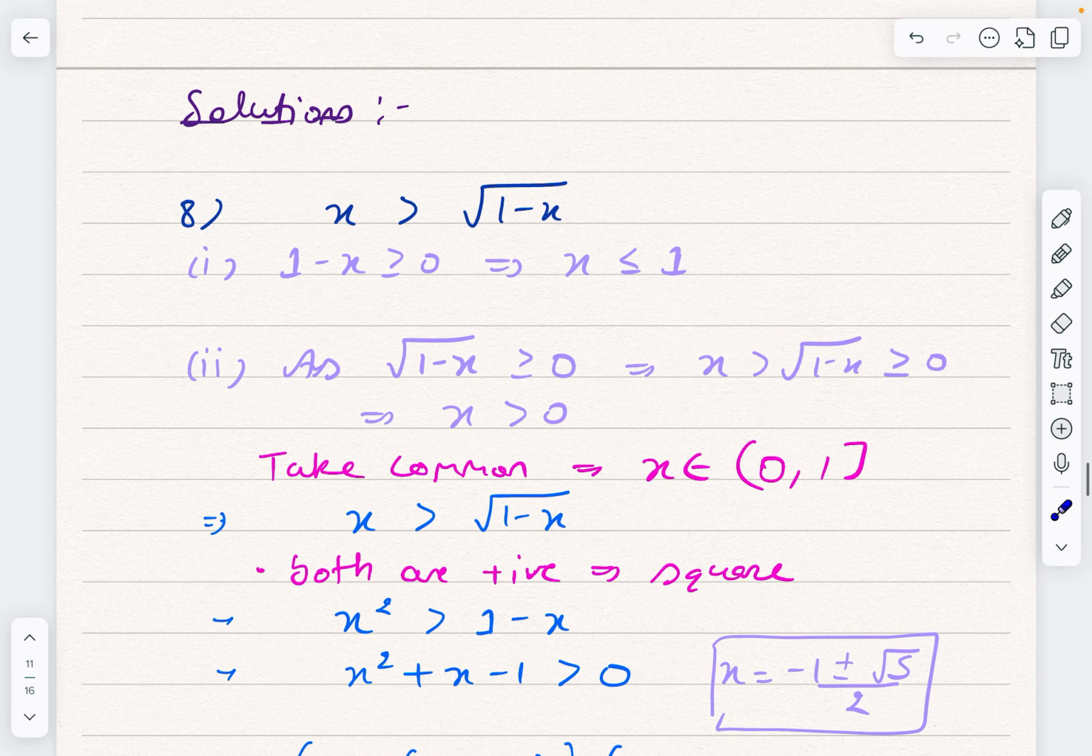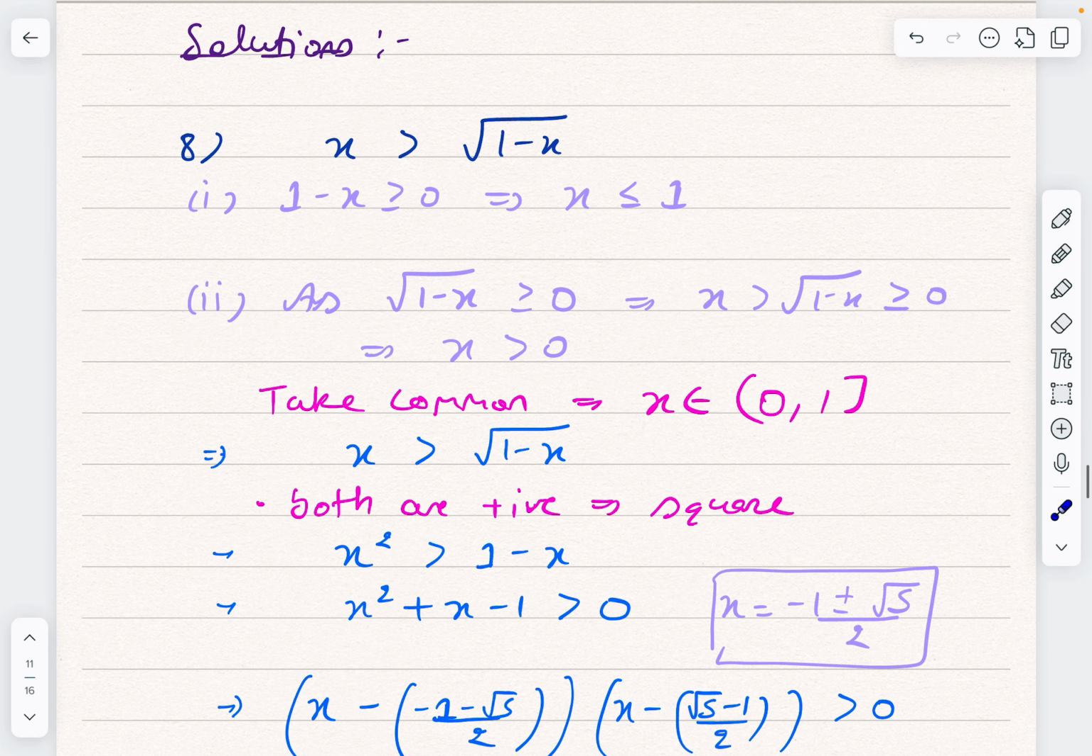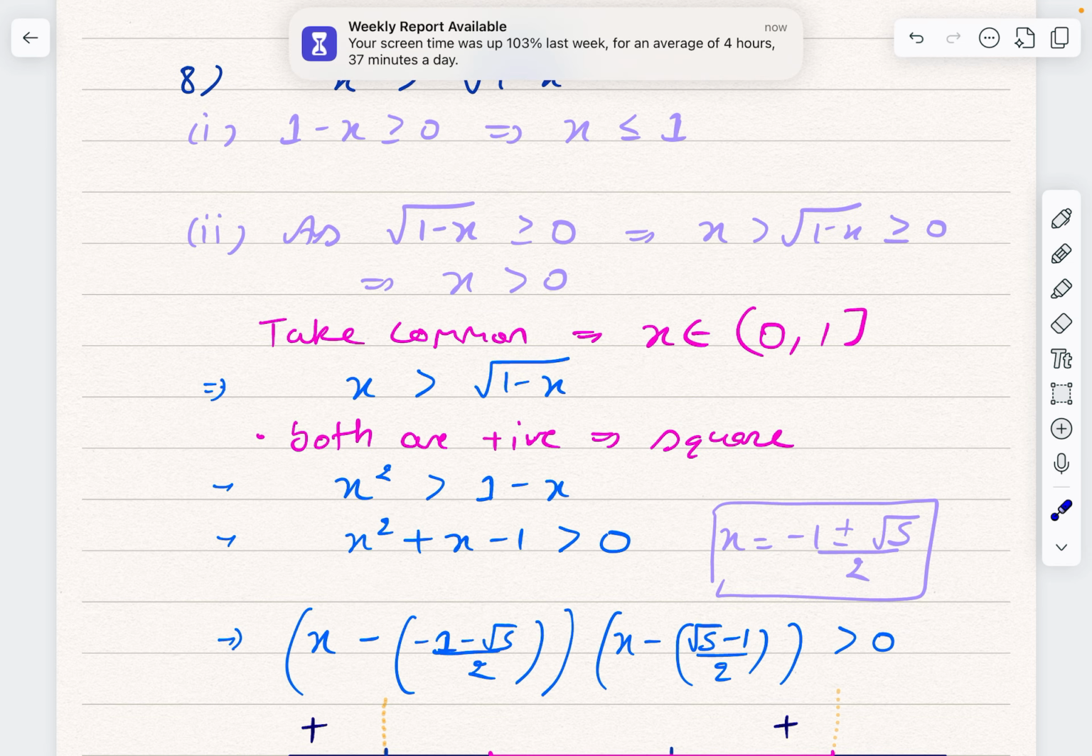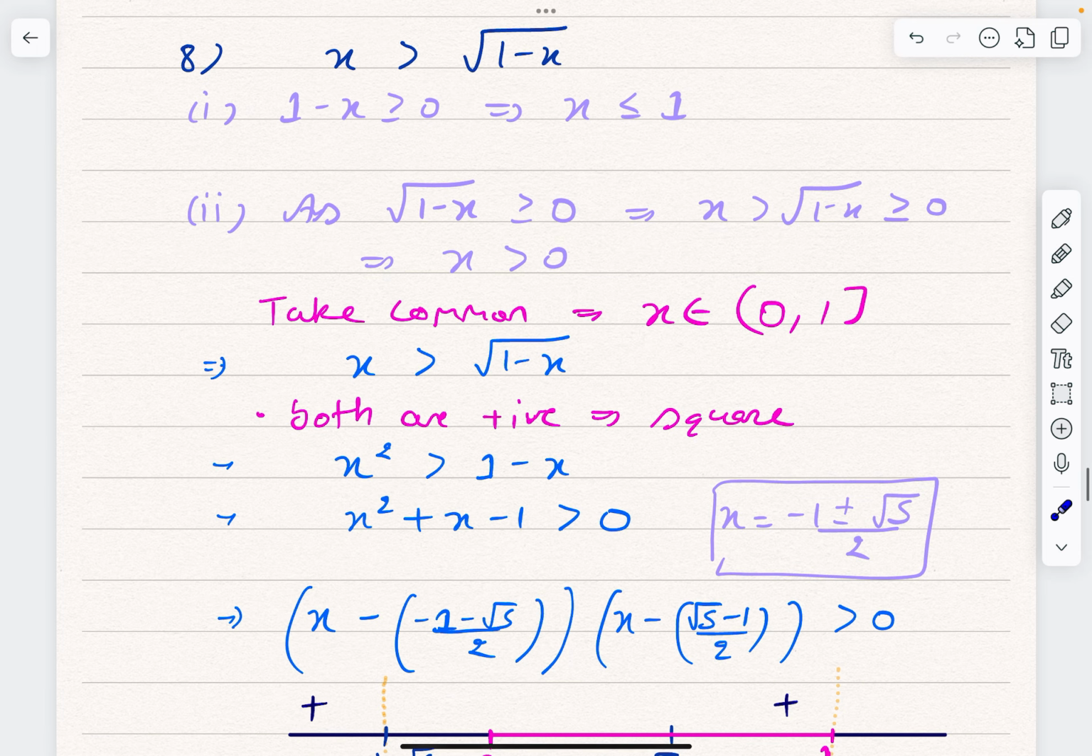First of all, eighth one. Now this was one of the typical problems. If you got this one right, that means you are very good in the concept. And those who got it wrong, guys, you can see this.